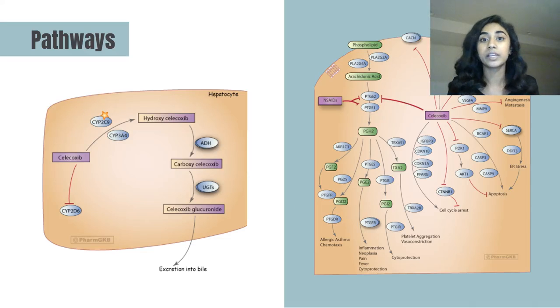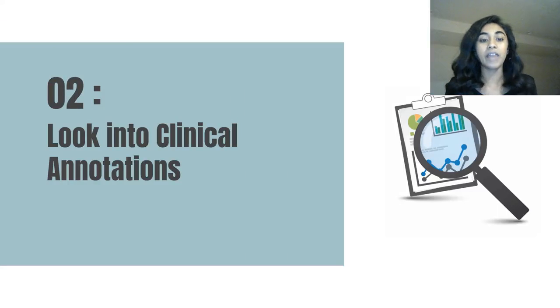Next, the pathways of the drug were studied to get an idea of what it directly interacts with, but there were no significant findings at this stage. At this point, it was inferred that deficiencies of the CYP2C9 gene could have an effect on the drug's response. So to confirm, clinical annotations of different celecoxib users were researched.